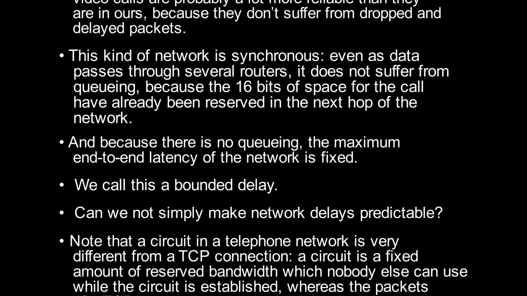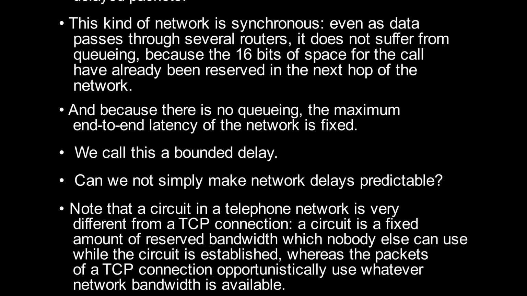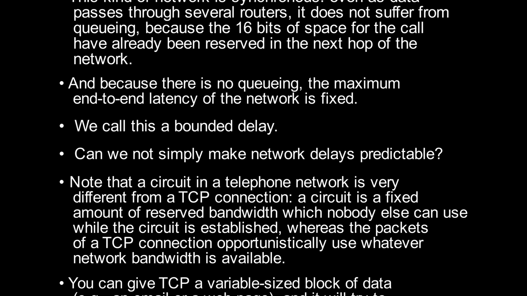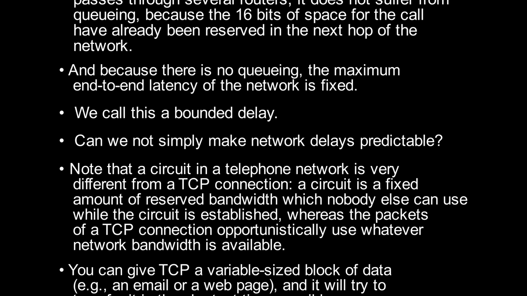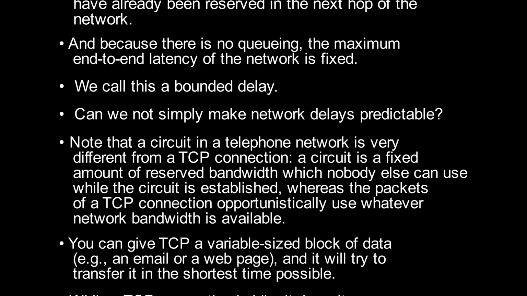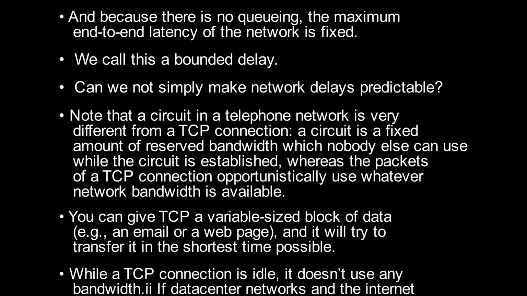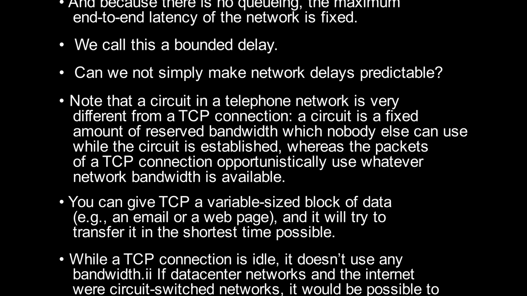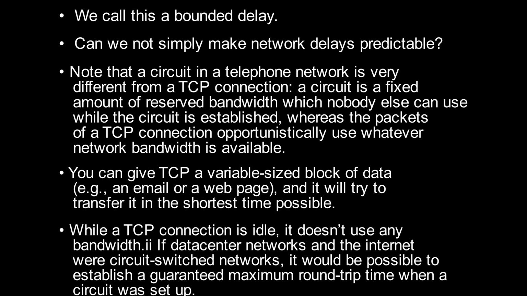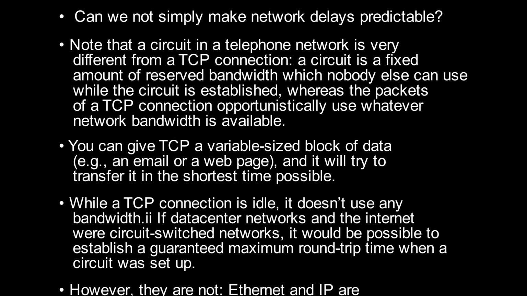Can we not simply make network delays predictable? Note that a circuit in a telephone network is very different from a TCP connection. A circuit is a fixed amount of reserved bandwidth, which nobody else can use while the circuit is established, whereas the packets of a TCP connection opportunistically use whatever network bandwidth is available. You can give TCP a variable-sized block of data, for example an email or a web page, and it will try to transfer it in the shortest time possible. While a TCP connection is idle, it doesn't use any bandwidth.